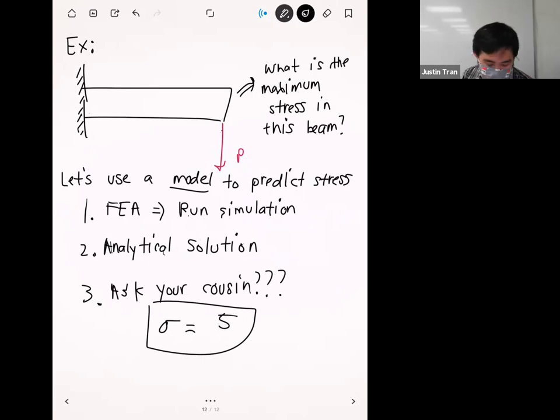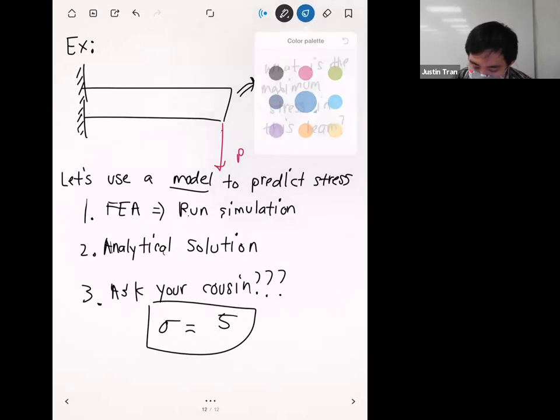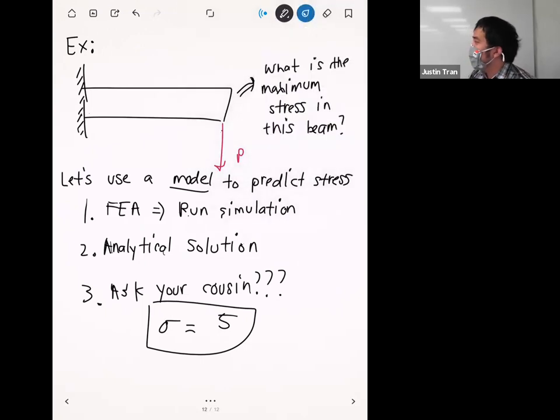With that said, obviously asking your baby cousin is not a very good model, right? And so we have a range of different options here. The whole idea with verification and validation is to assess how good one model is compared to the other one.